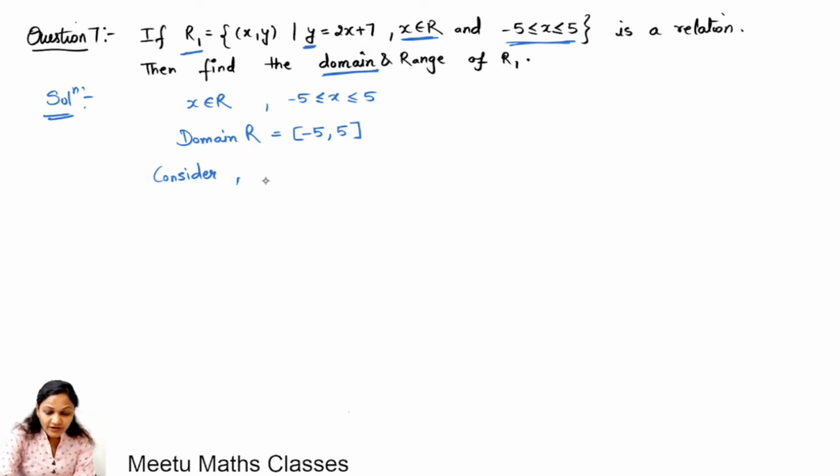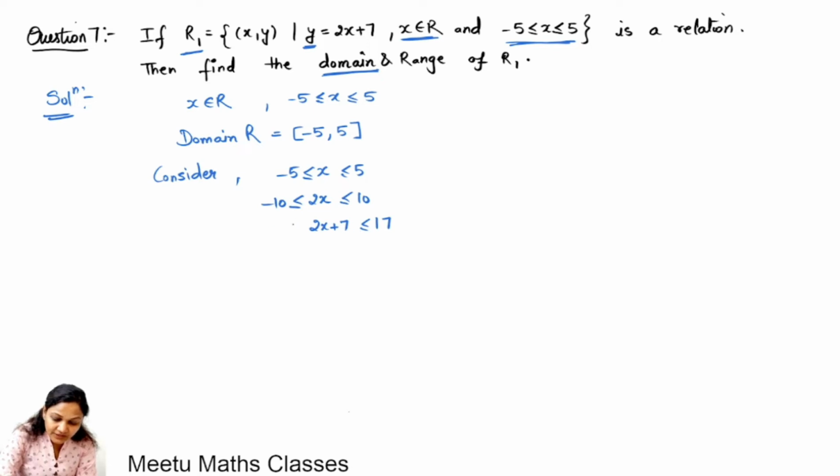So consider x is lying between minus 5 to 5. So 2x will lie in between minus 10 to 10. If we add 7 into it, so 2x plus 7 will lie in between minus 3 and 17. And 2x plus 7 is y. So y is lying between minus 3 to 17. So this is the range of your relation, that is minus 3 to 17.